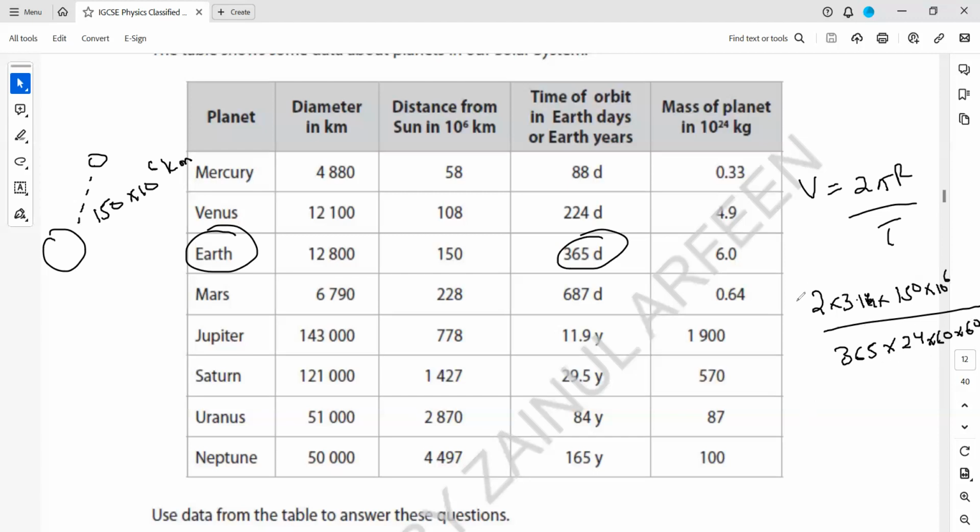What's the final answer for the orbital speed of the Earth? 30 kilometers per second. That's right. So Earth actually travels 30 kilometers in 1 second. It is about 29.9, which is rounded off to 30.